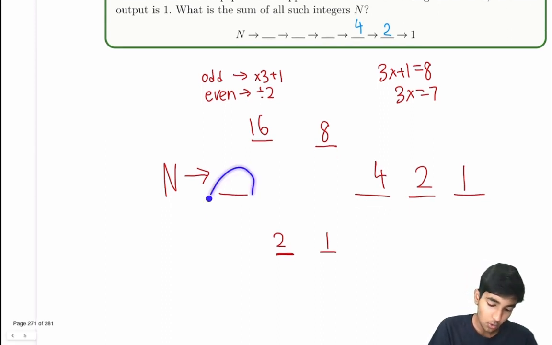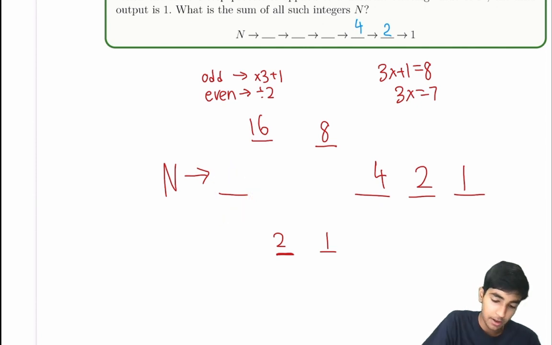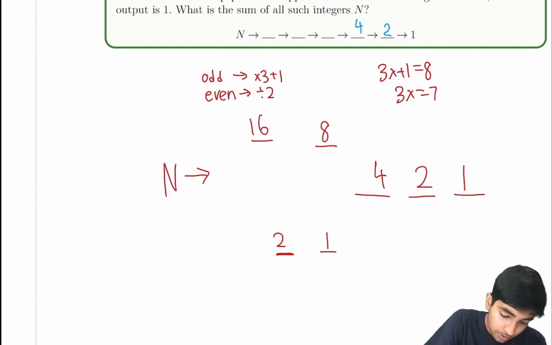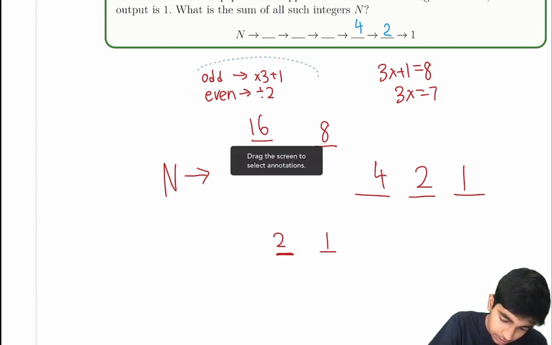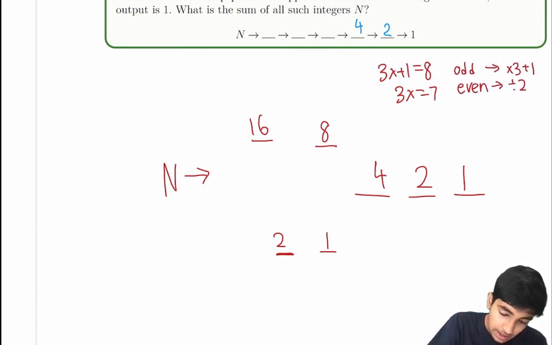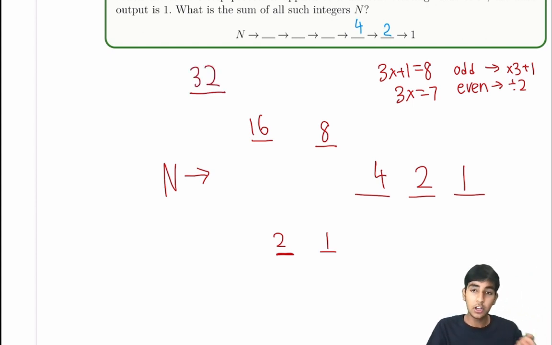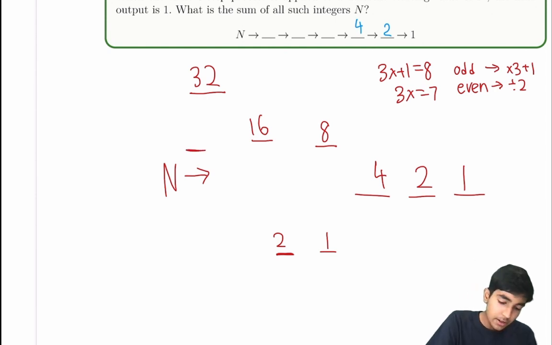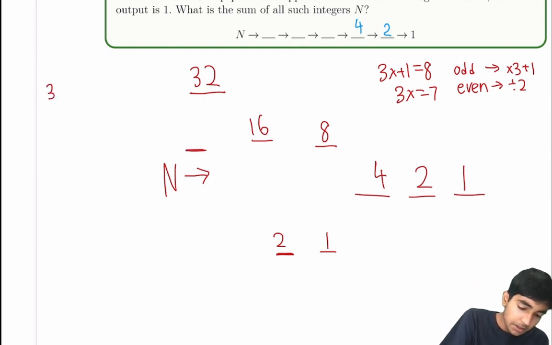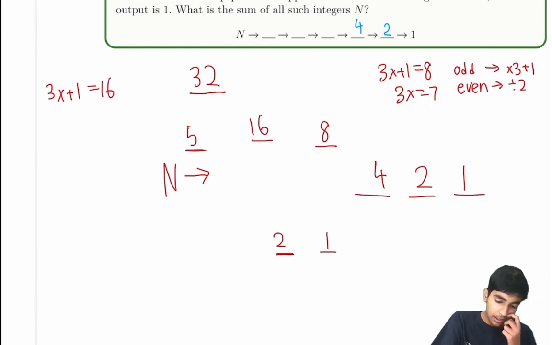Okay, so what about here? What are the different possibilities? Of course, if it was 16, there's two possibilities for 16. If the previous number was even, you could just have 32. 32 divided by 2 is 16. If the previous number was odd, 3 times the previous number, x plus 1 equals 16. Oh, so the previous number can be 5.